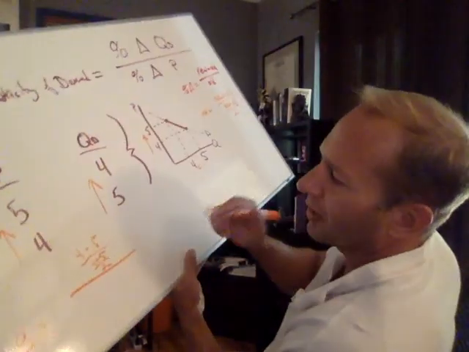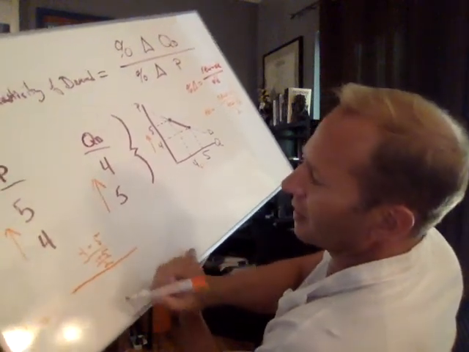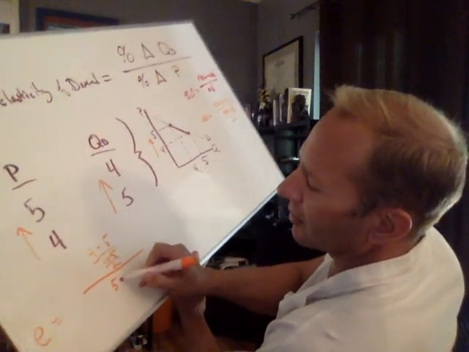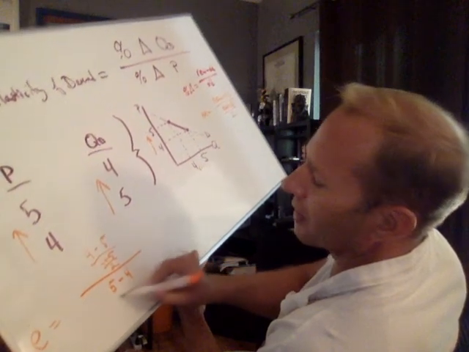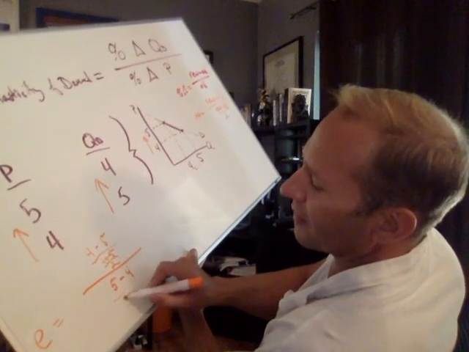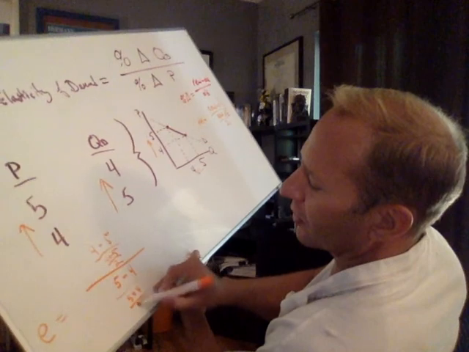So now the price side of it. New price is 5 minus old is 4 over the average of them. Well, that's 5 plus 4 over 2.